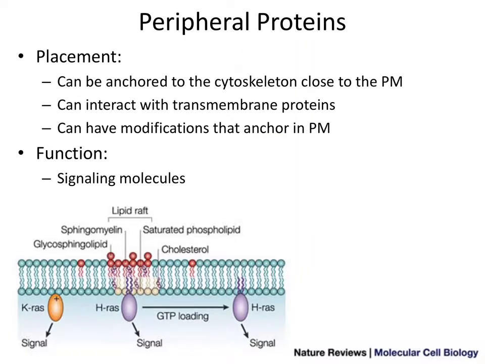Proteins that are anchored to either the inside or the outside of the cell are called peripheral proteins. In this picture, we see that the peripheral proteins are anchored to the plasma membrane through lipid tails that are interacting with the phospholipid bilayer themselves. Because these proteins are found either on the inside or the outside of the plasma membrane, they often serve as signaling molecules.